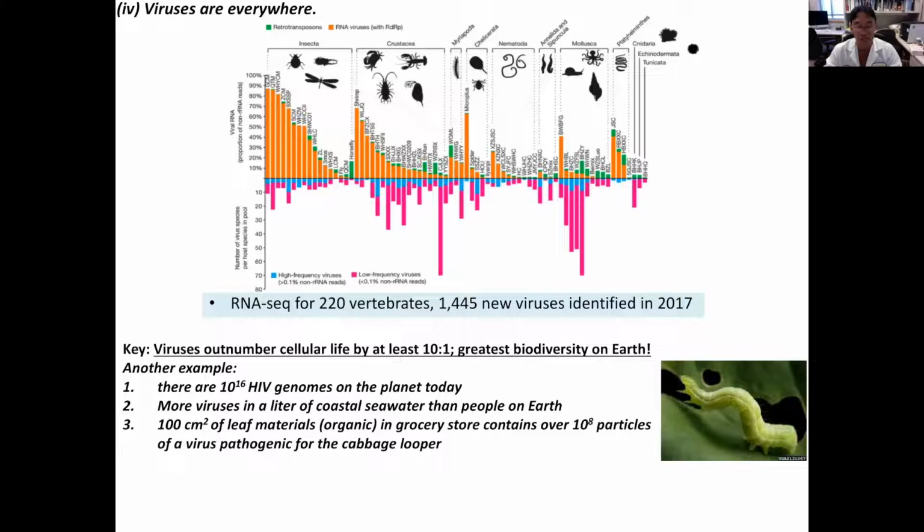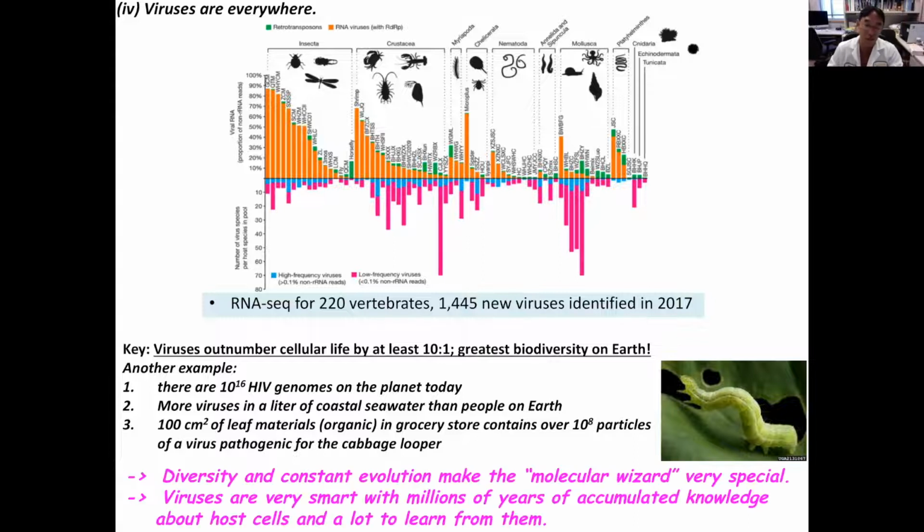If you buy a 100 square centimeter organic spinach leaf, for example, you can identify 10^8 viral particles in there. So the diversity and the constant evolution makes this molecular wizard, the virus, very special. Viruses are very smart, with millions of years of accumulated knowledge about our host cell. Because they need to utilize the host cell to replicate, they have a lot of knowledge accumulated, and we can still learn a lot from them.